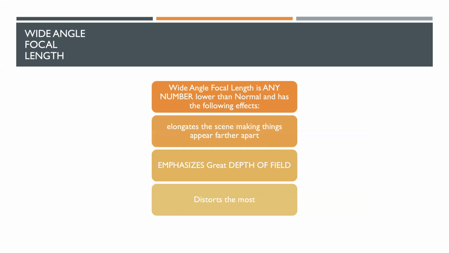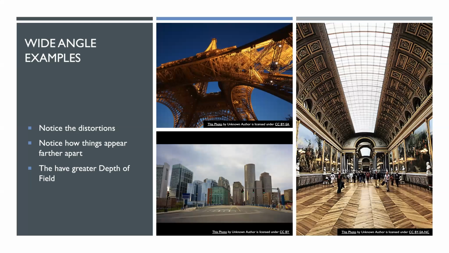Let's look at wide angle. How do you know if you're shooting a wide-angle focal length? Well, it is any number that is lower than your normal. So if your normal is 32, any number below that is considered wide angle. And it has the following effects. It elongates the scene, making things appear farther apart. It emphasizes great depth of field, so it brings everything into focus, right? And it distorts the most. Let's go ahead and look at a few examples of that right now.